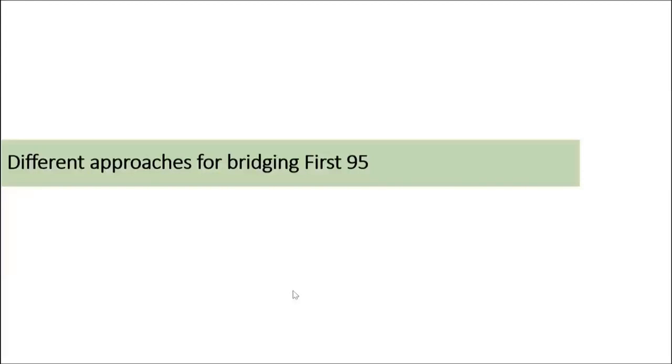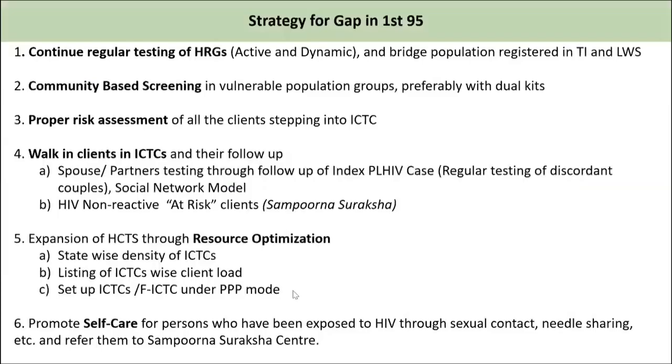Now coming to the different approaches for bridging the first 95, we have discussed some of the things in the previous slides. Like those who are HRG group people and bridge population, those who are registered at TI or link worker scheme, so regular testing has to be ensured for them. So a line list needs to be maintained at TI and link worker sites just to make sure regular follow-up testing is happening for the HRG clients.